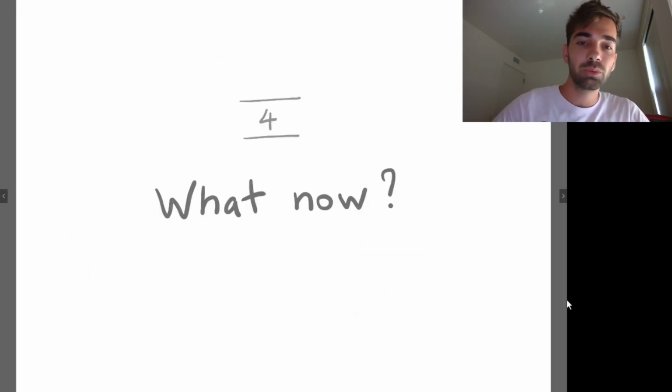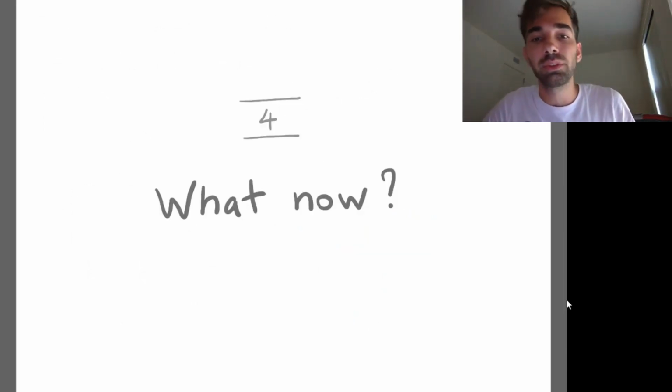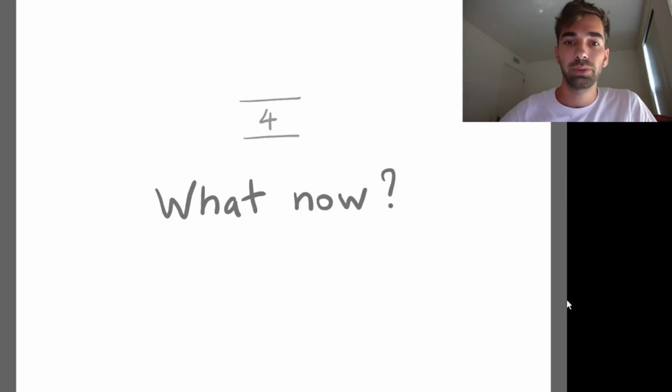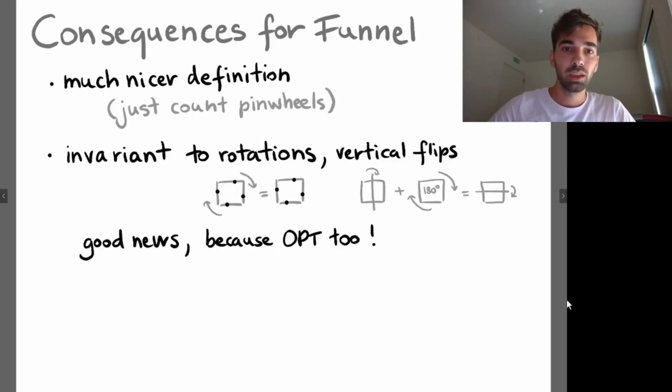So what now? What do we do now that we have another characterization of the funnel bound? Well, first is a couple of consequences. The first is that, well, it's just a much nicer definition, which is neat in itself. The previous definition for the funnel was pretty complicated, so it's very useful that we just have to count this very simple geometric figure, which is a pinwheel.